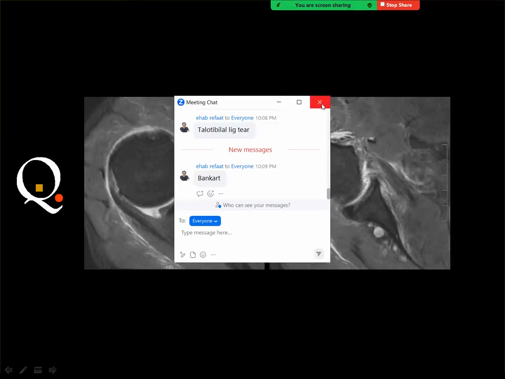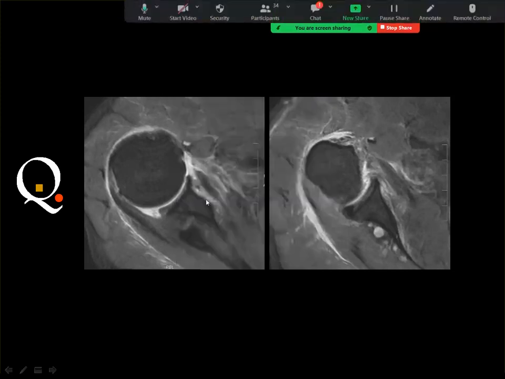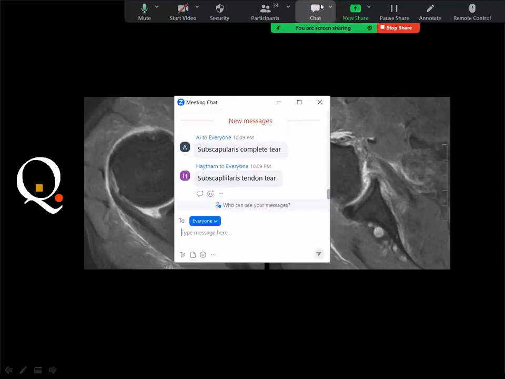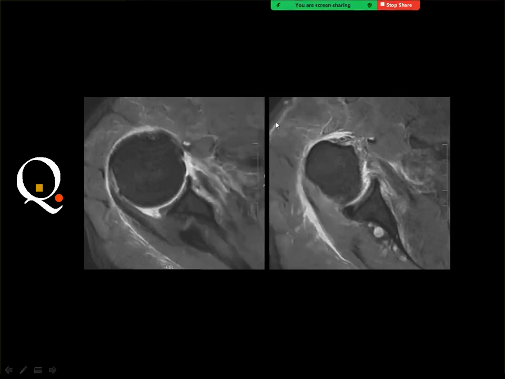No, this is not Bankart lesion. The anterior labrum is intact, but the affected structure is the subscapularis tendon, and the subscapularis tendon is torn. It is not reaching its insertion site in the lesser tuberosity, and the cause of the tear is seen in the image because the distance between the coracoid and the head of the humerus is very narrow.